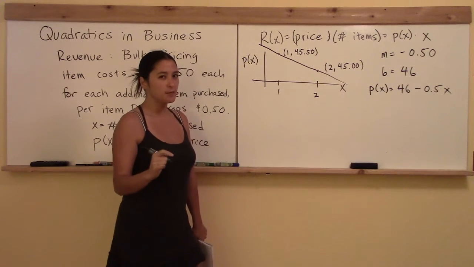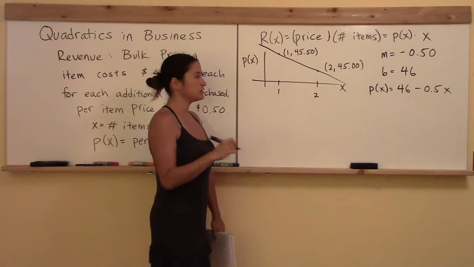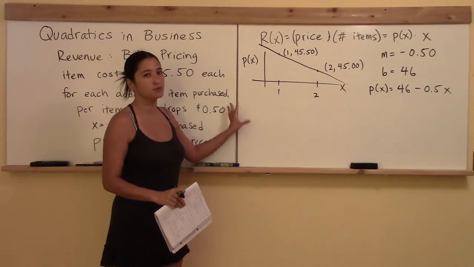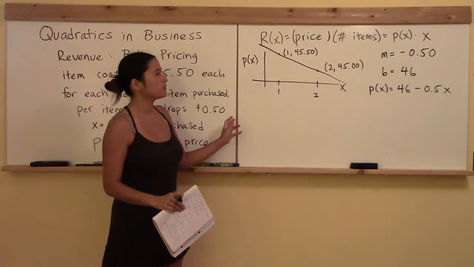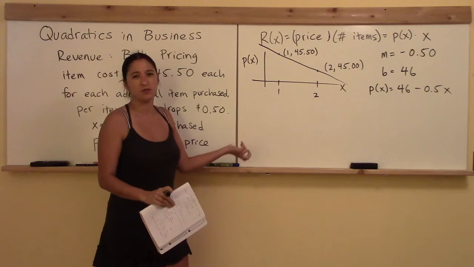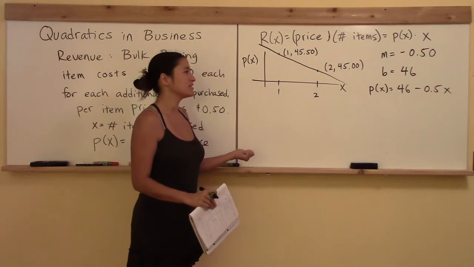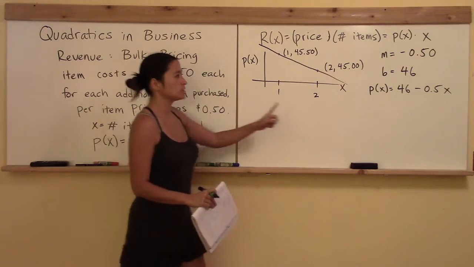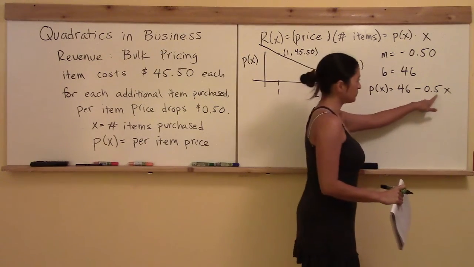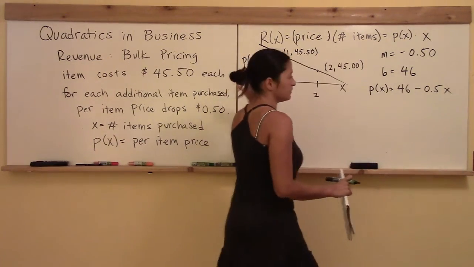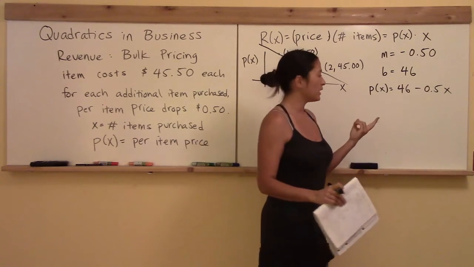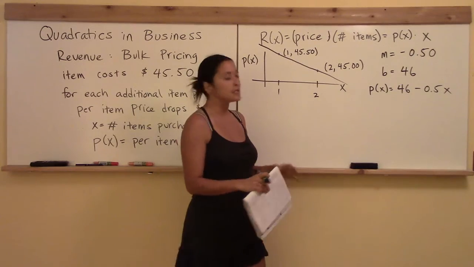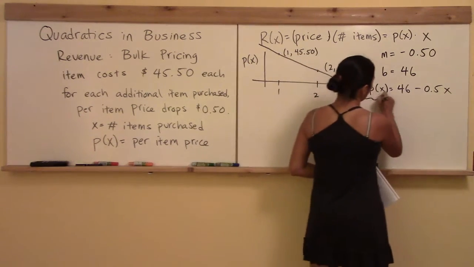I'll just check that in my head before I move on, because when you've got a multi-step problem like this, you want to make sure that every step's right before you move on. Otherwise, your mistakes will propagate through the whole problem, and you'll have to do everything again. So let's make sure. When x is equal to 1 item, what's the price? 46 minus 0.5, $45.50. If x was 2, that would be 46 minus 1, so it would be $45. It makes sense. I'm doing it right so far.